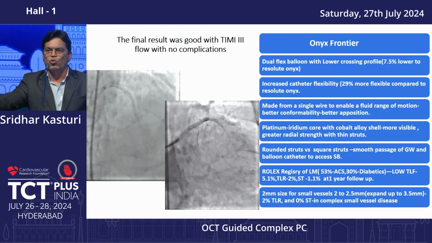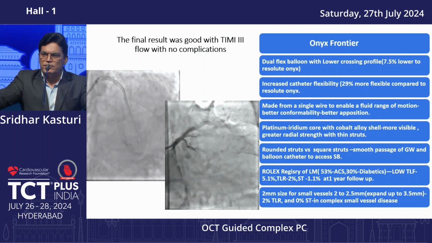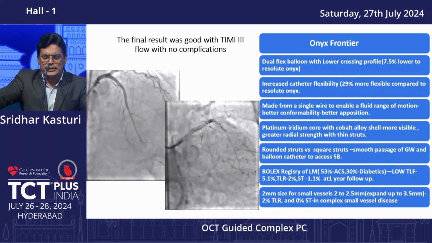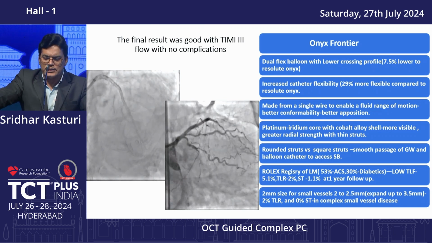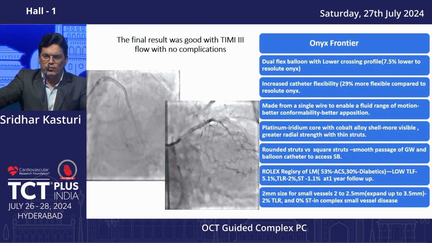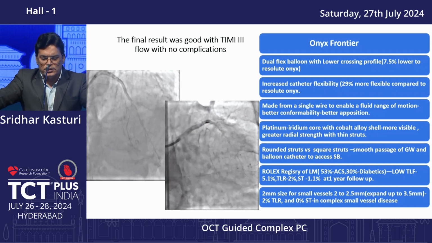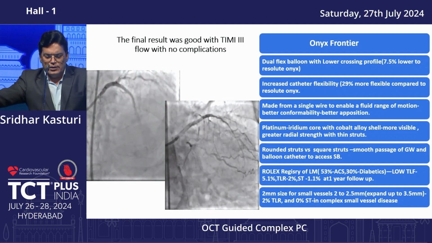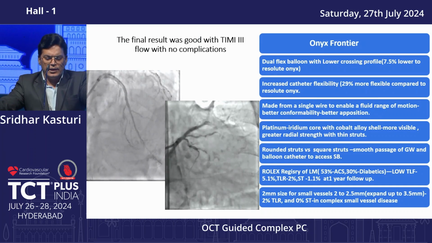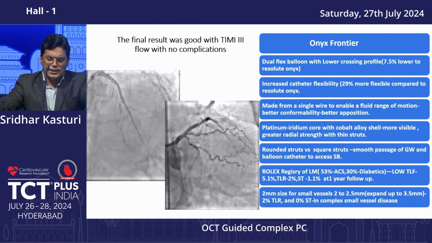That is the dual flex balloon, more flexible because it's severely calcified and difficult to track, and because of the thin profile and increased catheter flexibility compared to the existing Resolute Onyx platform. As you are aware, it's a single wire platform with a platinum iridium core and a shell of cobalt chromium. And the Rolex study has clearly shown the safety of this stent.